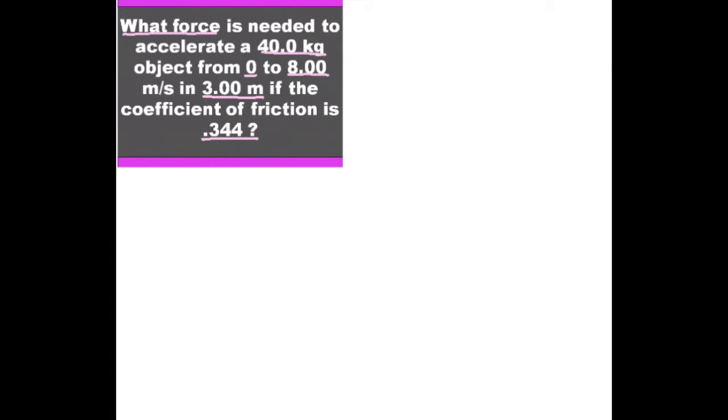Pause the tape here, and you and your group discuss it and agree upon what each one of these numbers are. What force is needed to accelerate? So basically, what force do you have to push with? So this is the applied force. Kilograms measures mass. The speed's going from 0 to 8, so that's V initial, that's V final. 3 meters. Meters is the distance or displacement. And coefficient of friction, so that's mu.